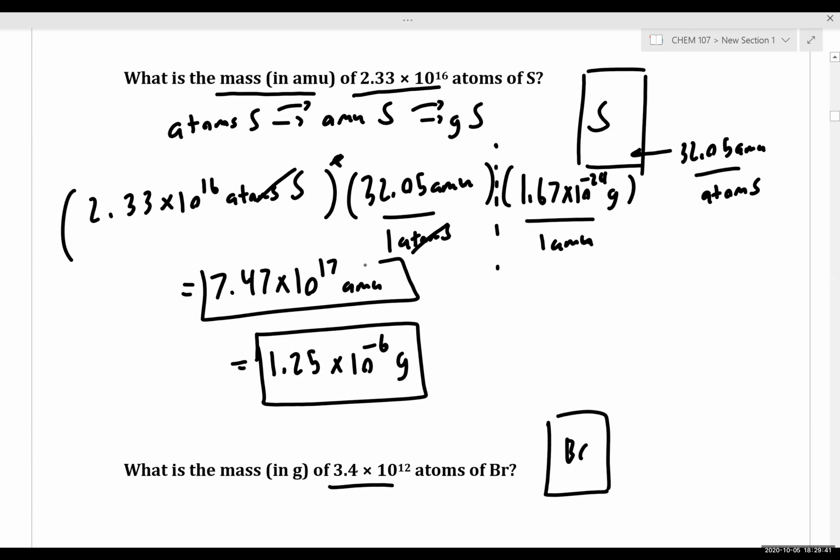Okay, gotcha. Yep. So I'm showing how, depending on how far you take the calculation, you can either get the mass in AMUs or the mass in grams. But for this problem, the answer would be 7.47 times 10 to the 17th AMU. Yep, you just stop at the mass in AMUs because that's what the problem is asking.